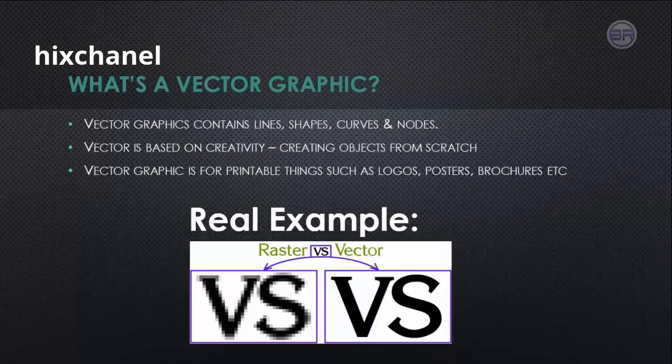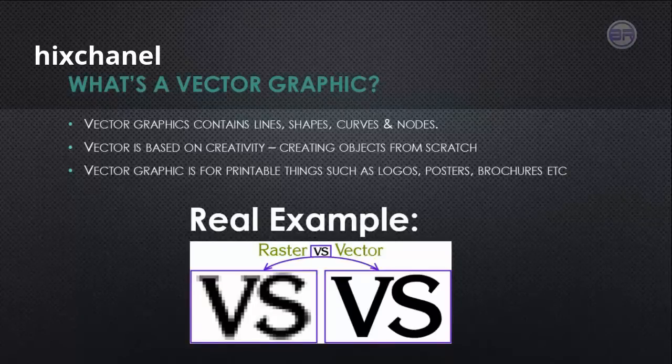And the raster graphic is actually based on pictures, photos, resolutions and different kinds of pixels. You can see the real example here, raster versus vector. This is the raster graphic picture and this is the vector. The vector is always clear and whatever size it has, it will be of the same quality. But at the same time, if you create a picture as a raster graphic, that will actually lose its quality when it is zoomed or shrunk.